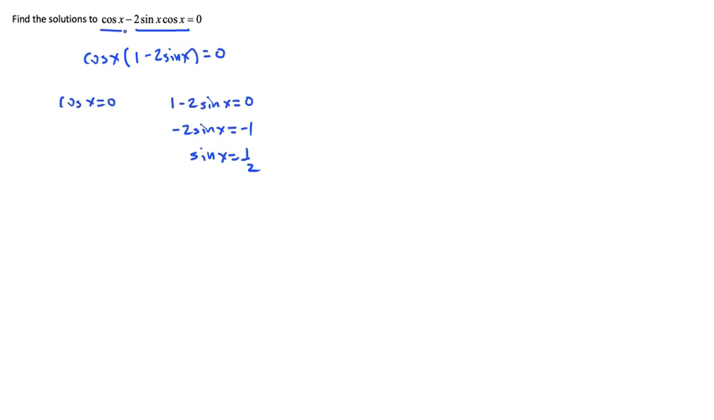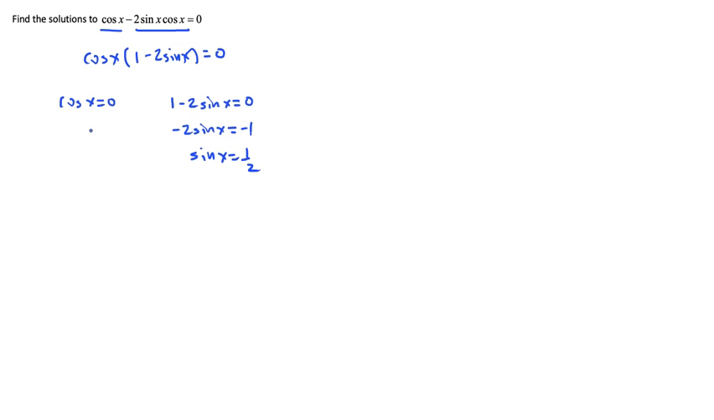So really, what this equation is saying is, where does cosine of x equal 0? Right? Because if you solve that, that'll also solve the initial problem. And where does sine of x equal 1/2? And the solutions to this will be the solutions to the original problem.